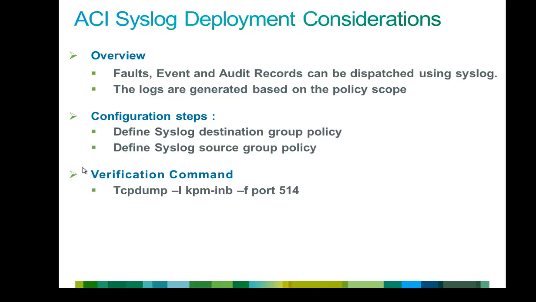Configuration of the Syslog is pretty straightforward. First, you need to define the Syslog destination policy group. In that, you specify the server IP and port details. Then define the Syslog source group policy and define the minimum severity of the logs and also what kind of log informations you are looking for. Example, is it event related or fault related logs? Finally, you map the source policy to the destination Syslog policy group. This is all you need to do from the configuration standpoint.